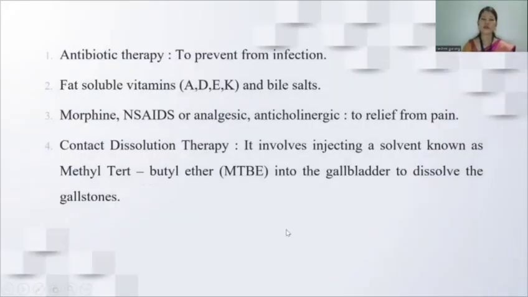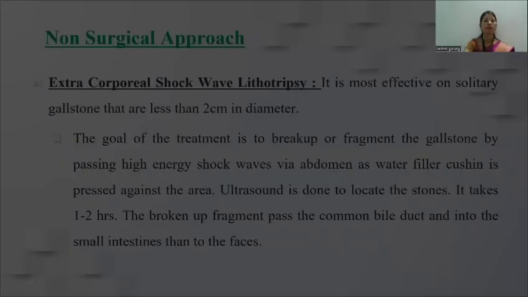We can also start antibiotic therapy to prevent any infection. Also fat soluble vitamins and bile salts. We can give morphine in case of pain, and anticholinergics to reduce the pain. Then we can do contact dissolution therapy, which involves injecting a solvent known as methyl tert-butyl ether into the gallbladder to also help dissolve the gallstone.